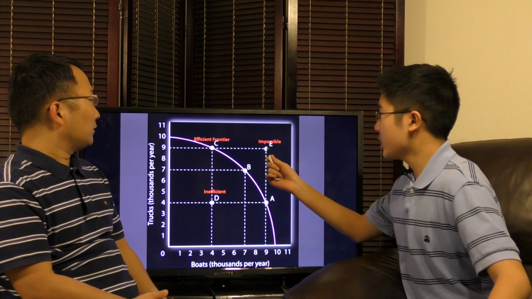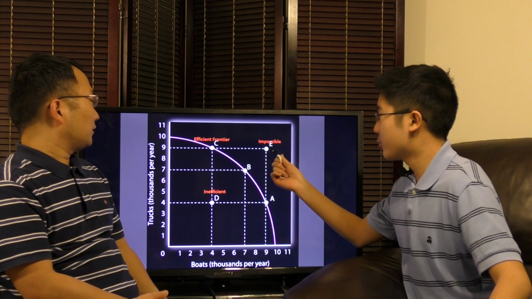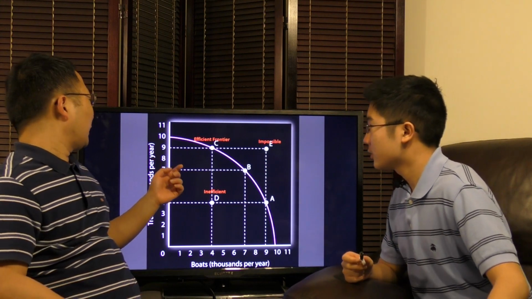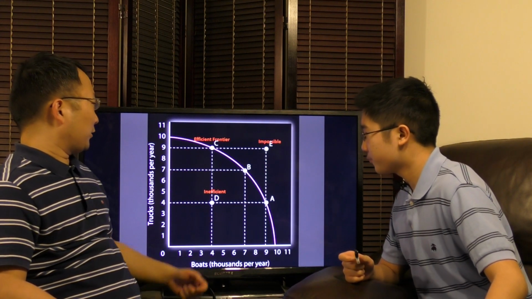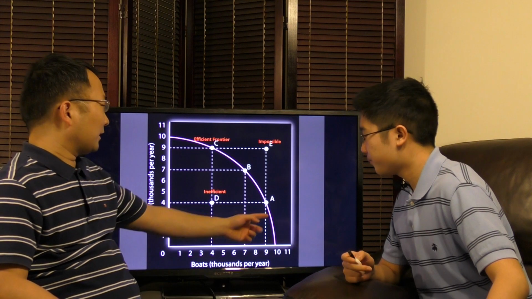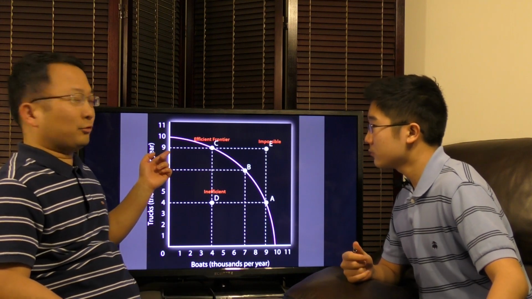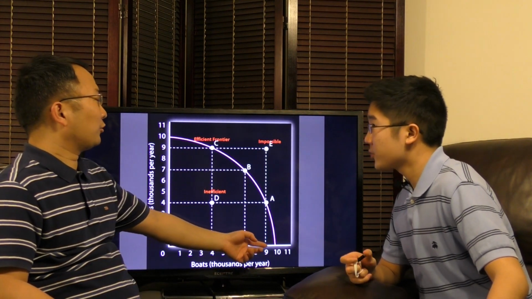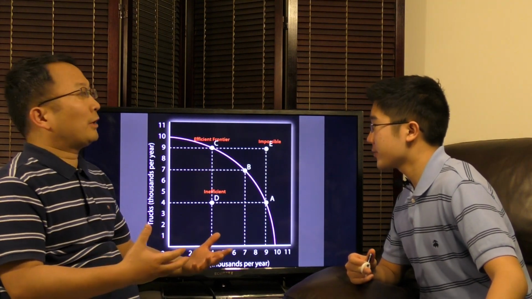However, we see that point E is outside the curve, so it's impossible to produce because it takes more resources than are available. For example, we can produce 9 trucks and 4 boats, or we can build 4 trucks and 9 boats, but we cannot produce 9 trucks and 9 boats. Yes, because we don't have enough resources, right? So that's called the efficient frontier. That pretty much means an efficient portfolio for the production.